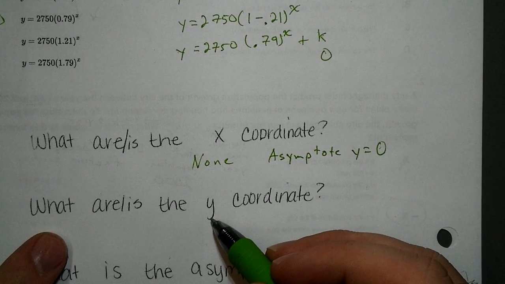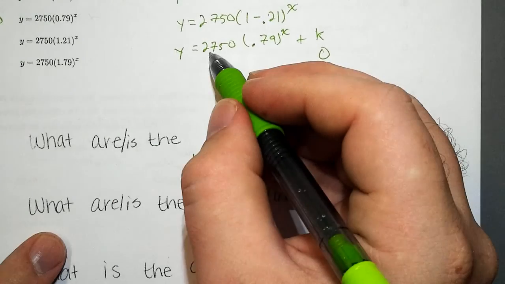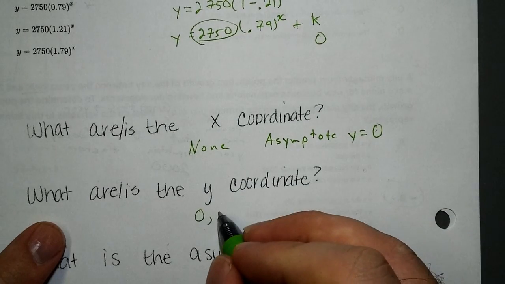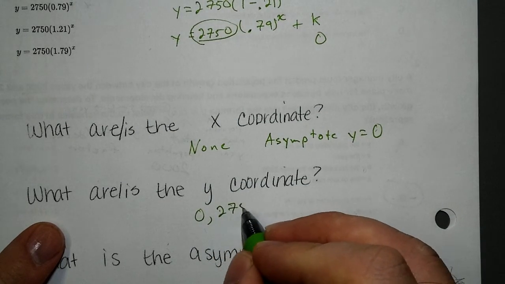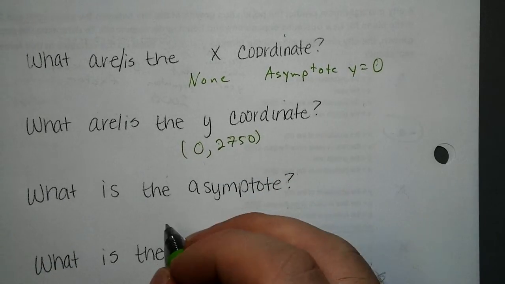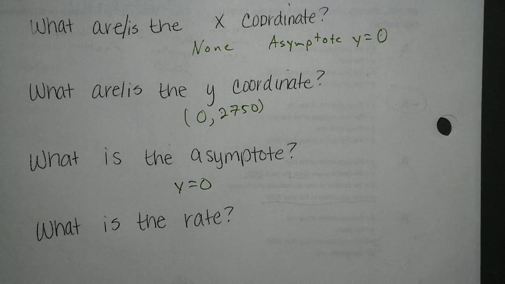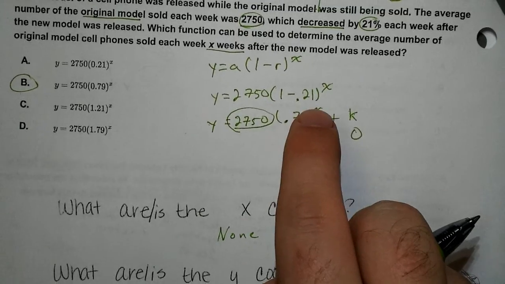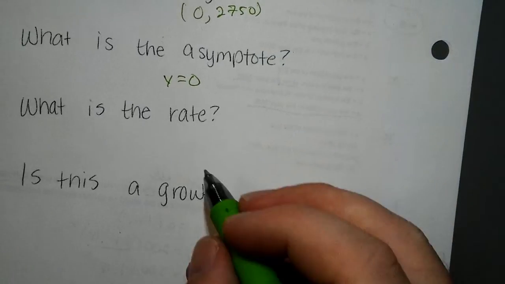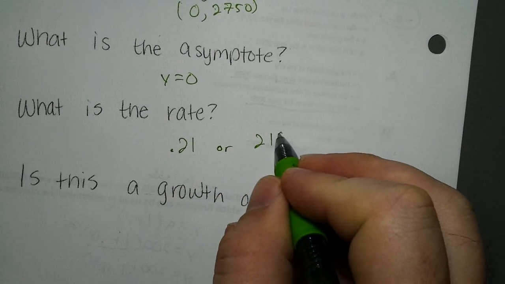What are or is the y-coordinate? Well, the y-coordinate, the y-intercept, should be our initial value, right? So it's going to be at 0, 2750. What is the asymptote? We already answered that from earlier. Y equals 0. And what is the rate? Well, the rate is this percent. We changed to a decimal, so the rate is 0.21, or 21%.